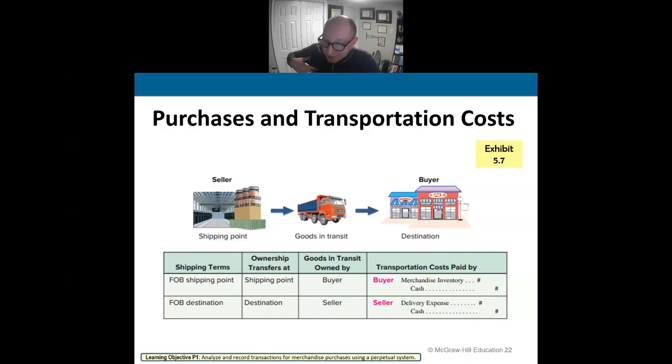FOB destination. FOB destination is when the seller, me, I'm responsible for it until it arrives to you, the buyer. That also means I'm taking care of the shipping cost. So on my books, I debit delivery expense and I credit cash.